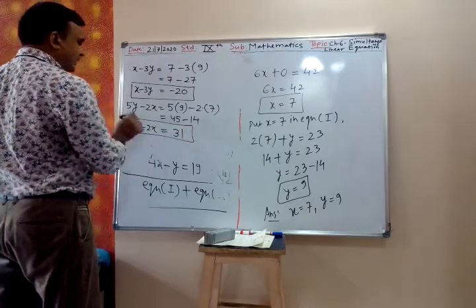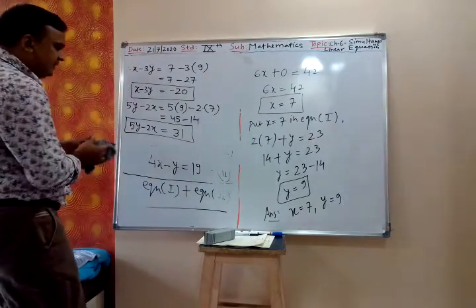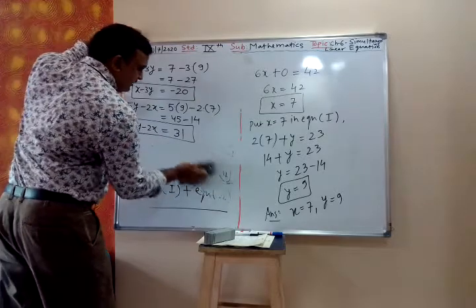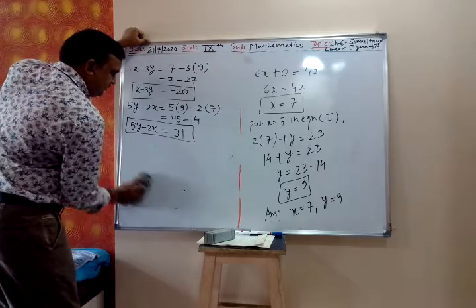So in this, by equating coefficient method, first we have to find the value of x and y, and then we have to substitute the value of x and y to get the value of the expressions.